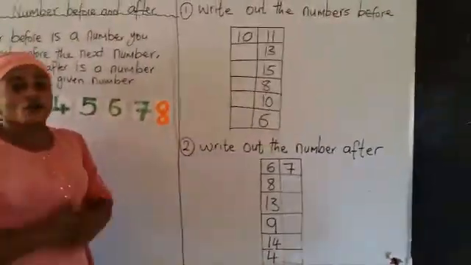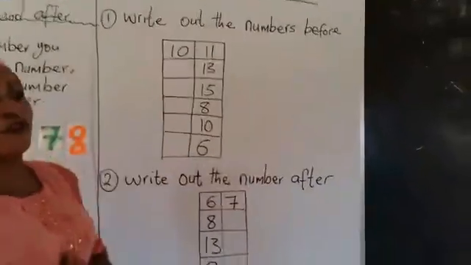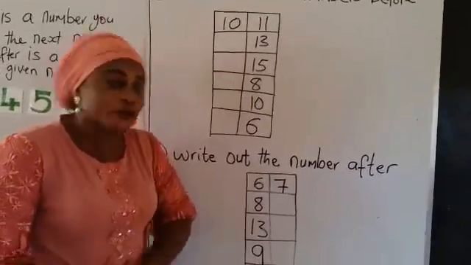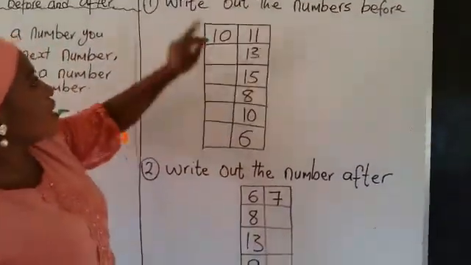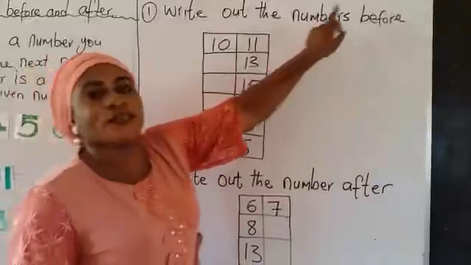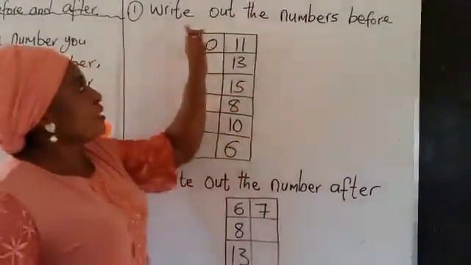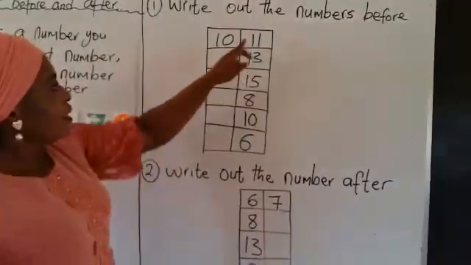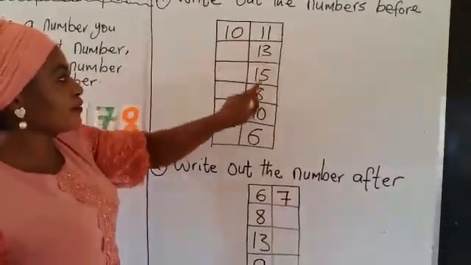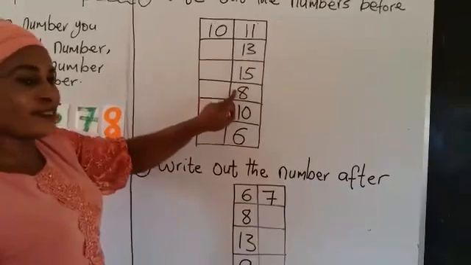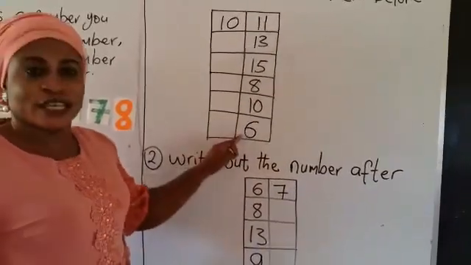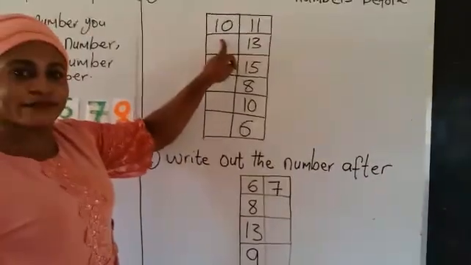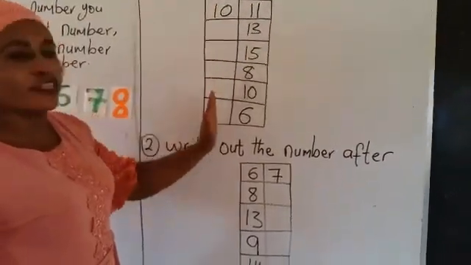Now let's go to our homework. This is your homework. You're going to write it. Remember, my balloon is still waiting for you. They say, write out the numbers before. Here we have 11, 13, 15, 8, 10, and 6. So you can see before 11 we have 10. You are going to fill all this for me.